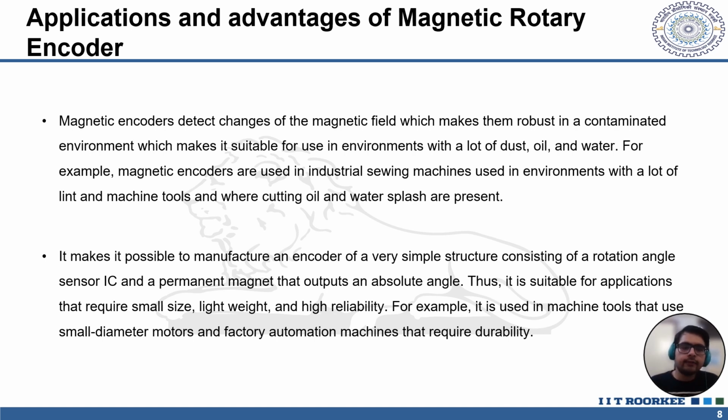In general, we find that optical encoders are used in applications that require high precision and resolution, and magnetic encoders are used in applications that place importance on environmental robustness, small size, and high reliability. However, since the latest magnetic encoders have improved accuracy and resolution and are now compatible with hollow-through shafts, magnetic encoders are beginning to be used in the market occupied by optical encoders.